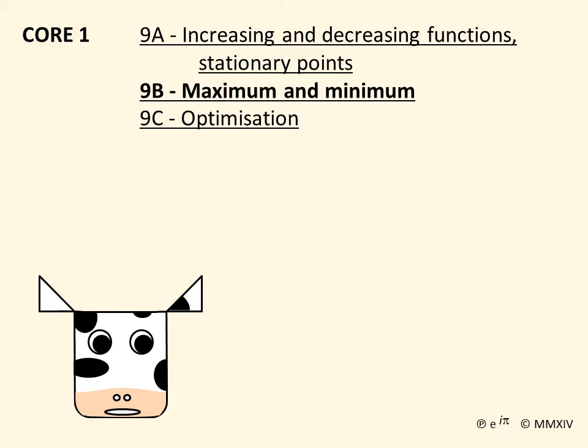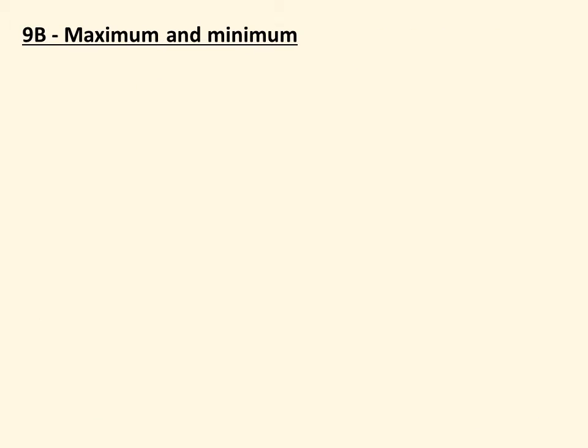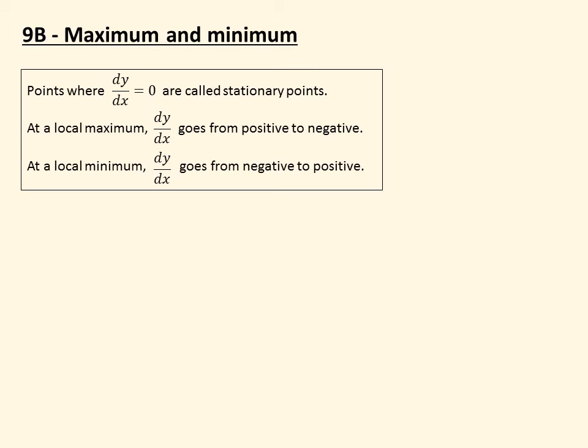In the second part of section 9, we look at maximum and minimums. Maximum and minimums occur at stationary points. So at these points we always know the derivative is equal to 0.